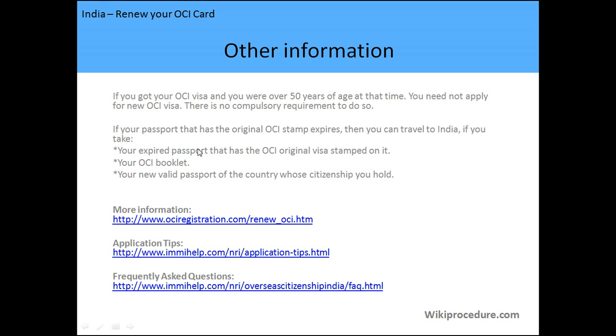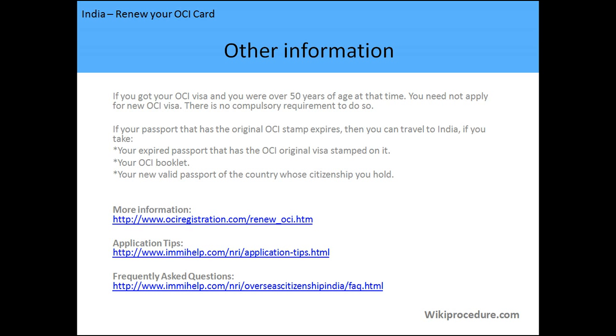The other things are, if you have an OCI card, normally what they do is they stamp your passport with the OCI stamp, and they would provide you with the OCI booklet. So if your passport that has an OCI stamp gets expired, and you're in an urgency to travel, and you do not have an OCI stamp on your new passport, then what you could do is carry your expired passport with the OCI stamp, your OCI booklet, and your new valid passport which does not have an OCI stamp on it. So this is one of the simplest ways that you could travel if you're in a hurry.